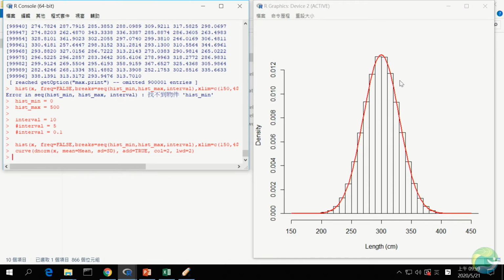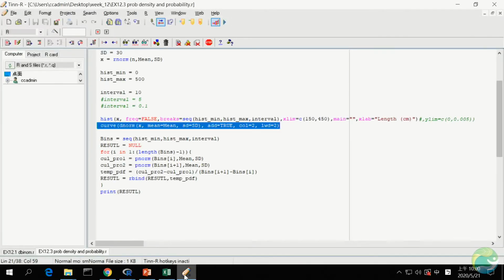This is the probability density based on the normal assumption. In the binomial case I showed you, if you want to calculate the probability distribution, you can use the dbinom. For the normal case, you can use the dnorm. So d means the density, okay?